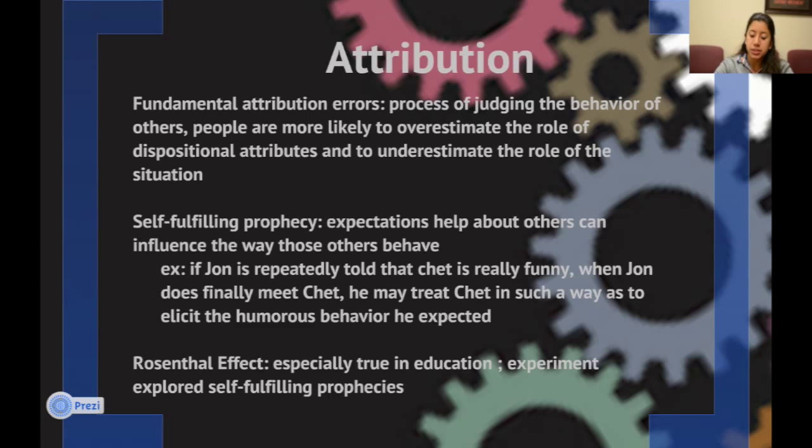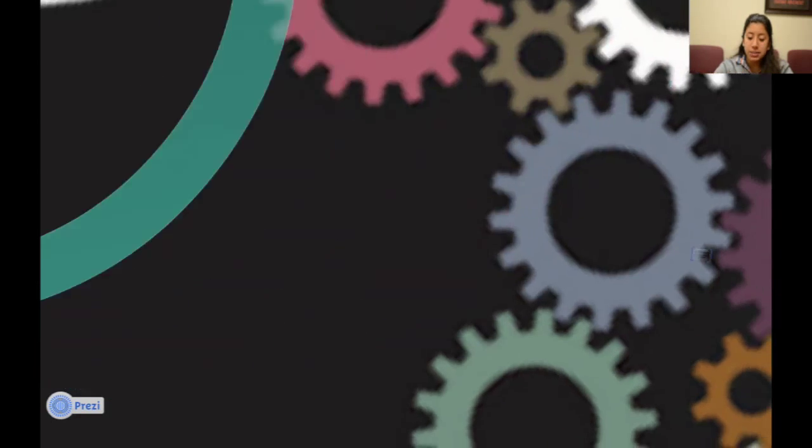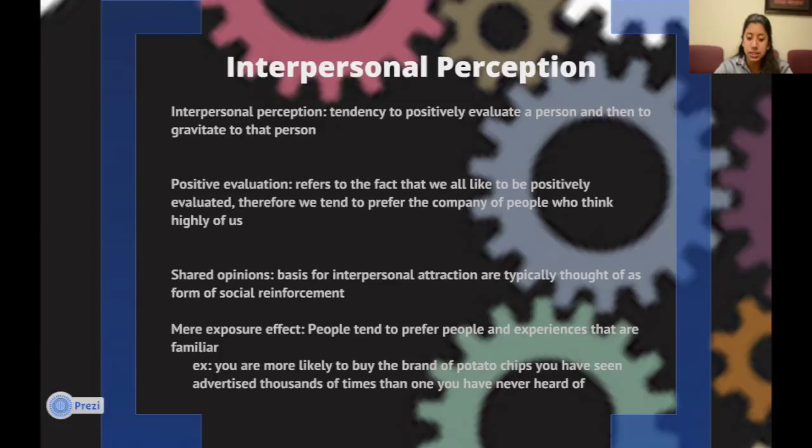Now we're looking at interpersonal perception, which is the tendency to positively evaluate a person and then to gravitate towards that person. Positive evaluation refers to the fact that we all like to be positively evaluated, so we tend to be in the company of people who think highly of us. Shared opinions are the basis for interpersonal attraction and are typically thought of as a form of social reinforcement.